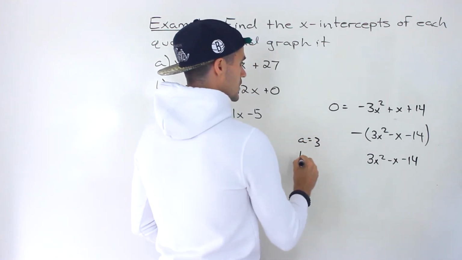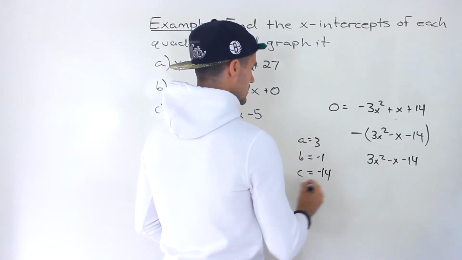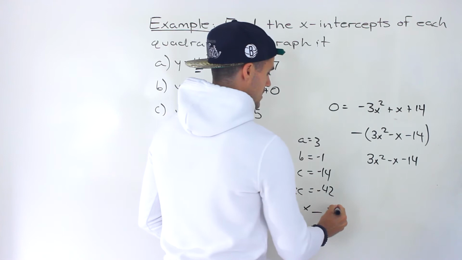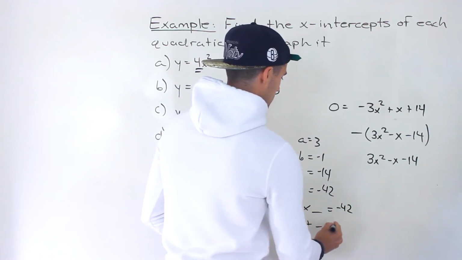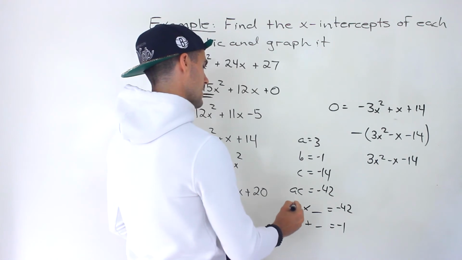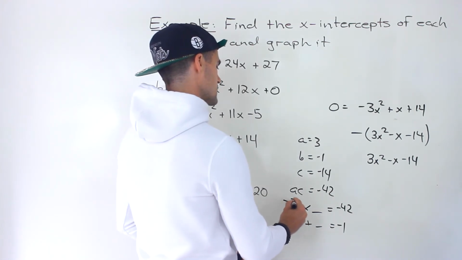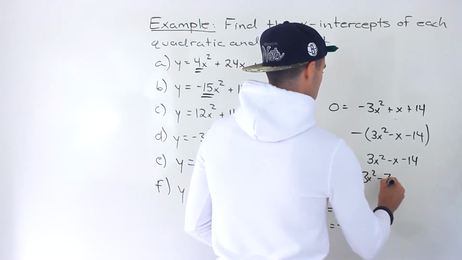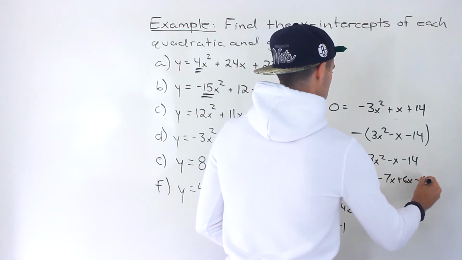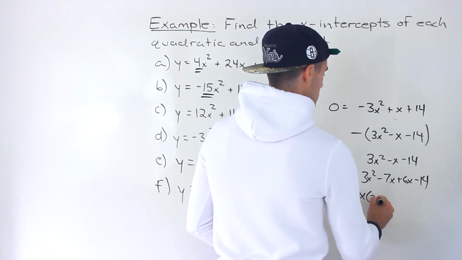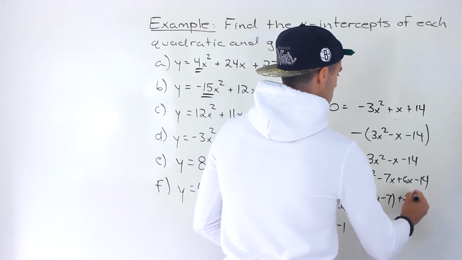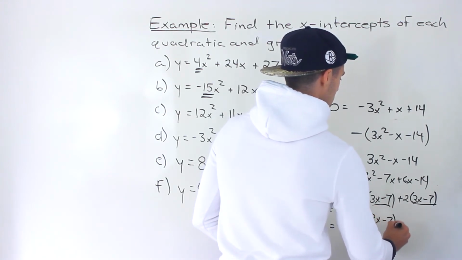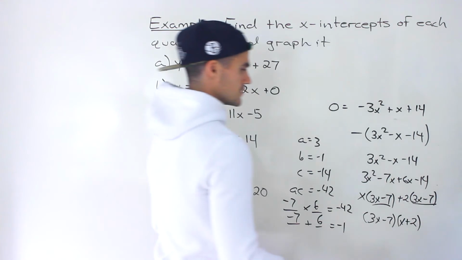All right, so we'll have an a value of 3, a b value of -1, a c value of -14, an ac value of -42. Two numbers that multiply to -42 and add up to -1. So we'll have, what, -7 and 6? Like that. So we'll have 3x squared minus 7x plus 6x minus 14. From these two, we could take out an x. From these two, we could take out a 2. Then we could take out a 3x minus 7. And then we'll have an x plus 2, like that.